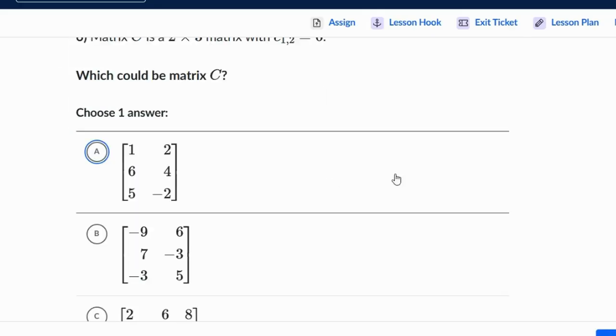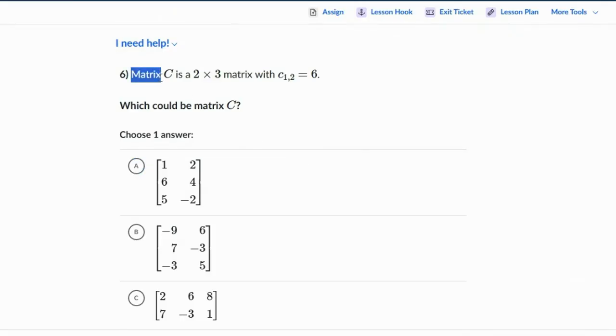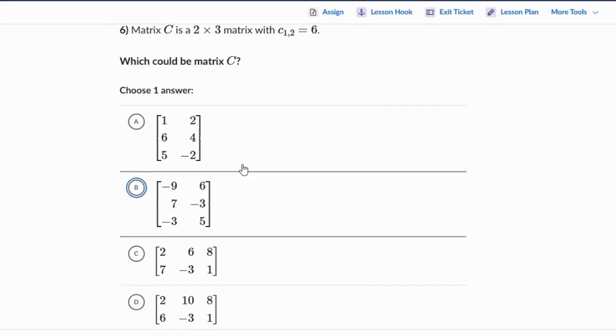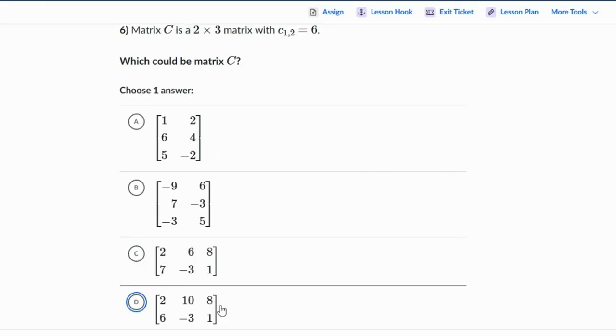I like this question here. I need to make this smaller so you can see all the choices. Okay, this says matrix C is a 2 by 3 and C1,2 is 6. So which of these 4 is this describing? It's a 2 by 3 and C1,2 equals 6. Is it A, B, C, or D? I'm seeing some C, some D. Oh, C.